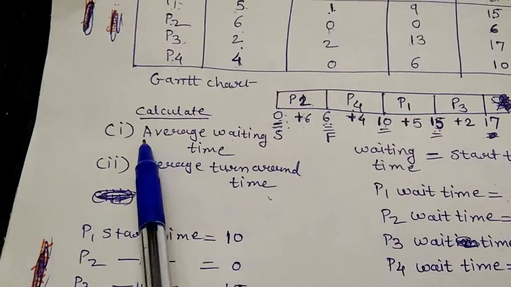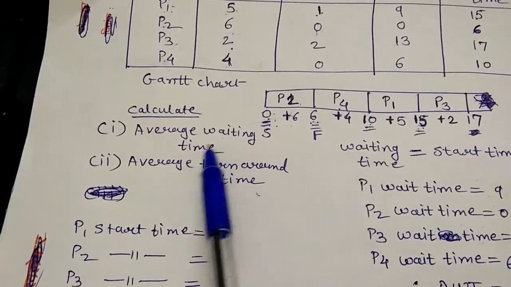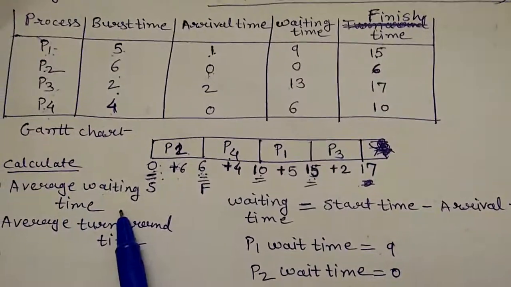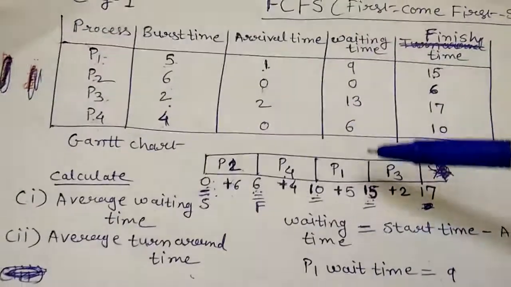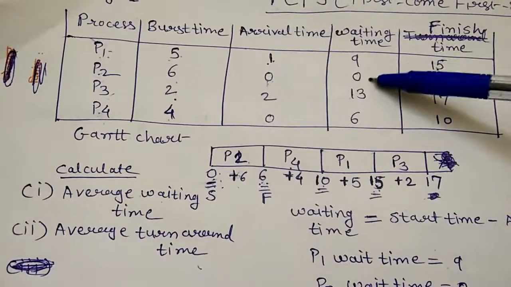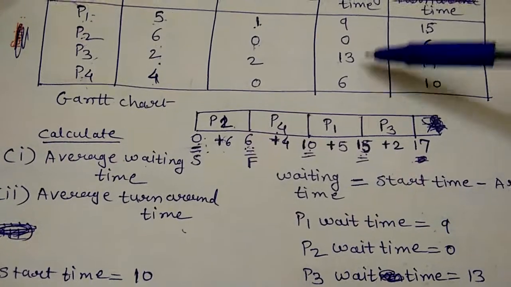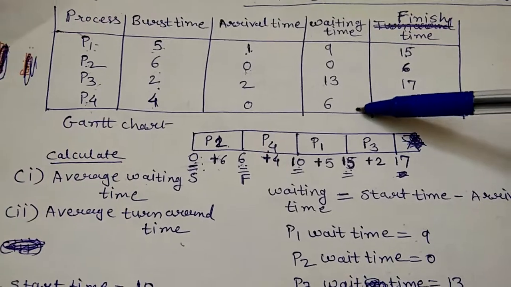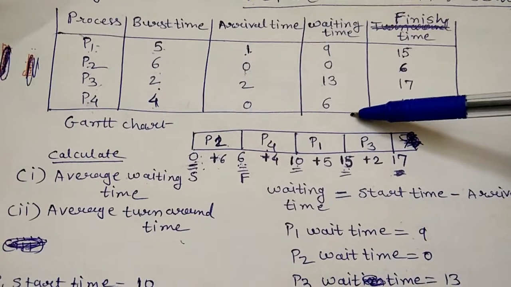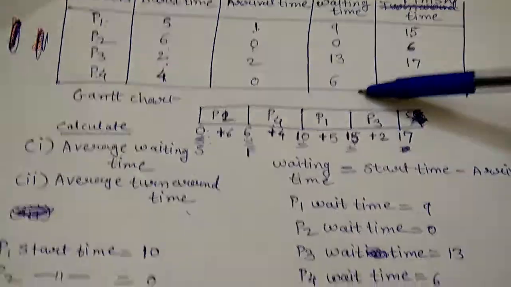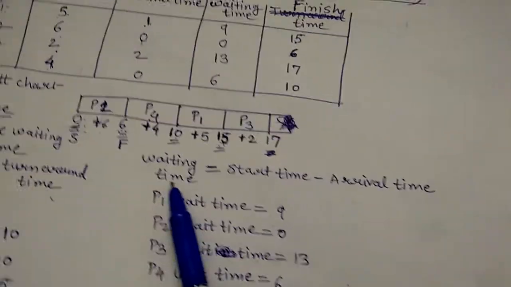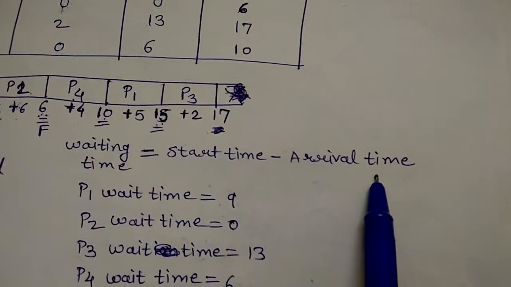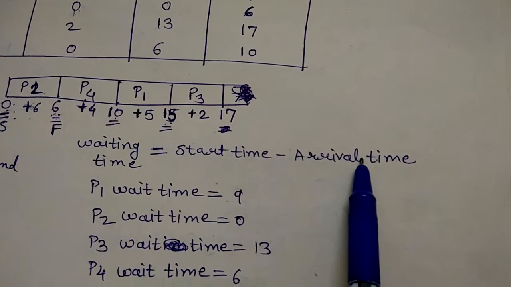But before we calculate the average, we are going to see what is the waiting time. What is the waiting time? So actually it is there in this table, but we are going to cross check it. Whatever we have written here, is this the same or is there any different value? So now the formula to calculate the waiting time equal to start time minus arrival time. Start time minus arrival time.